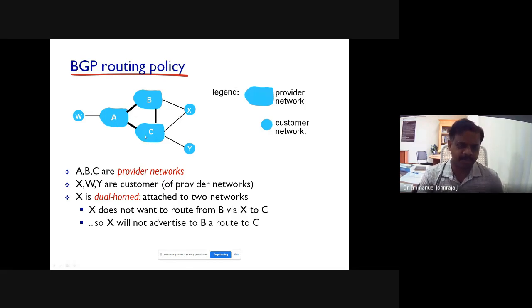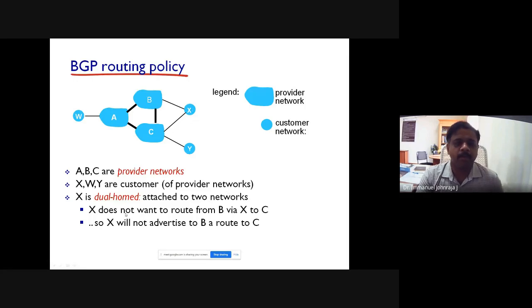You know who the service providers are. And you also have the customers W, X, Y. These are the customer networks. Maybe Karunya, maybe some other university or some other company. So A, B, C are the provider networks, ISPs. W, X, Y are the customers. X is dual homed. Yes, X is getting internet connectivity through B and C. So X is called dual homed.